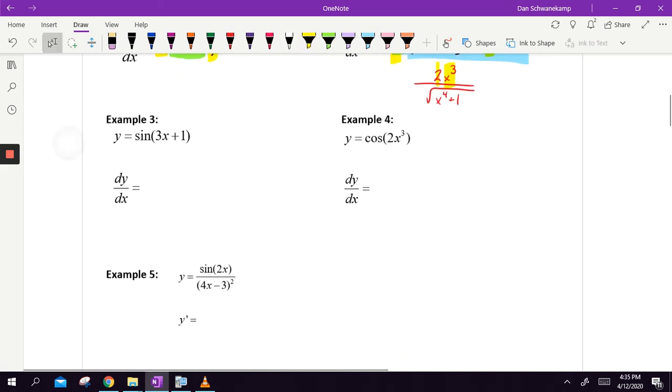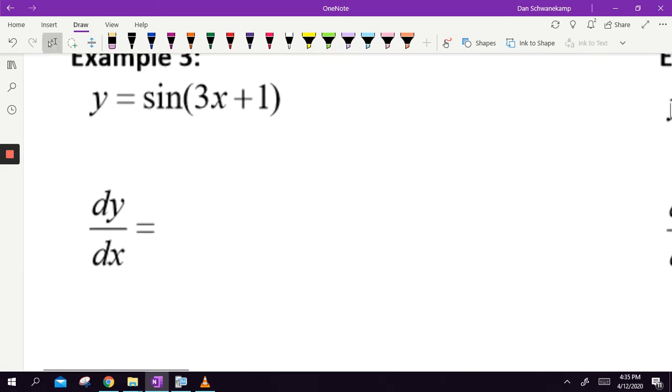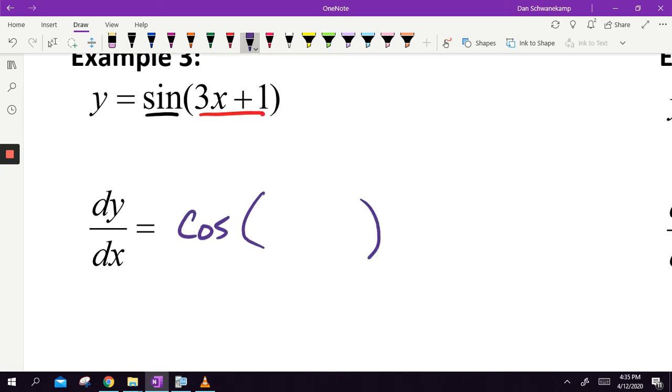Let's do another one. Example 3, sine of 3x plus 1. Okay, cool. There's a mama, there's a baby. Take the derivative of the mama. The derivative of sine is cosine. Okay, if you've forgotten that from last week already, you got to remember that. We rewrite the inside.